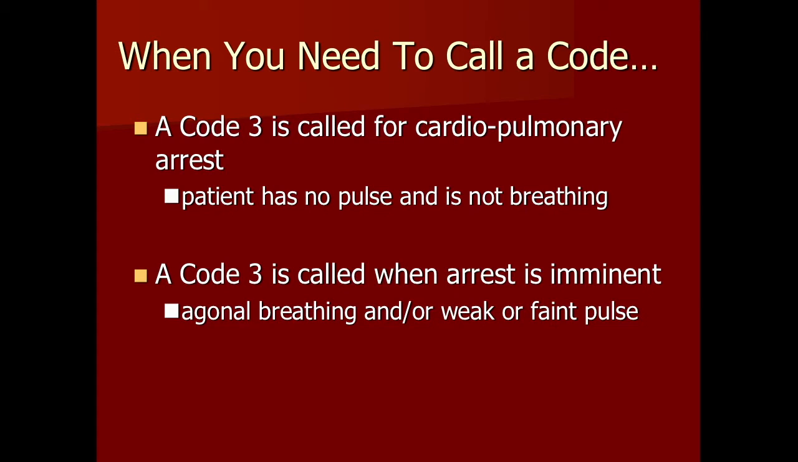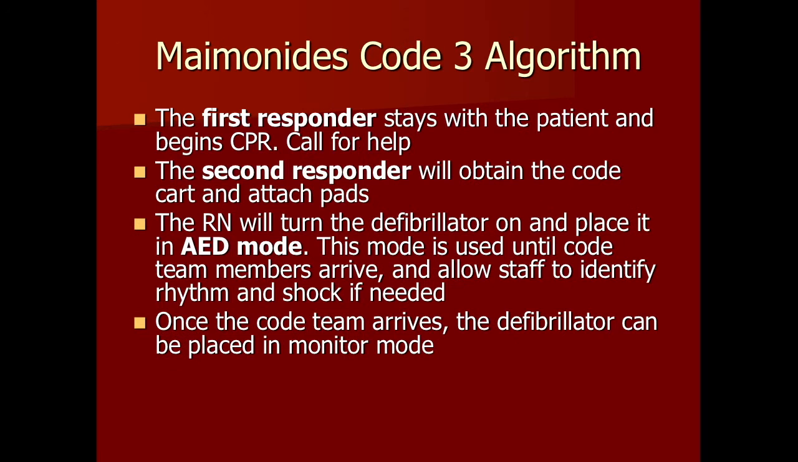So when do you need to call a code? A code 3, as it's called at Maimonides Medical Center, is called for cardiopulmonary arrest. So the patient has no pulse and is not breathing. A code 3 is also called when an arrest is imminent. An example would be agonal breathing and/or a weak or faint pulse.